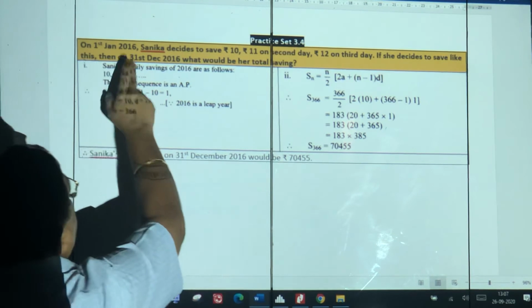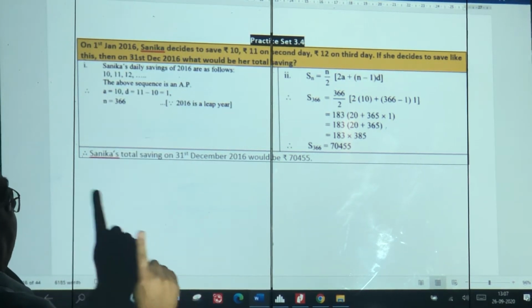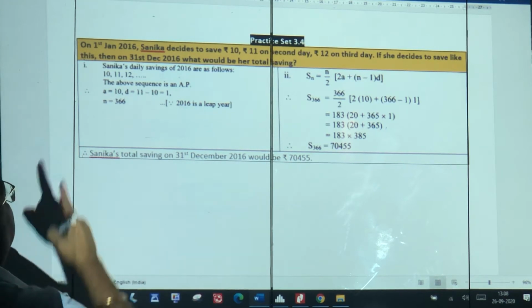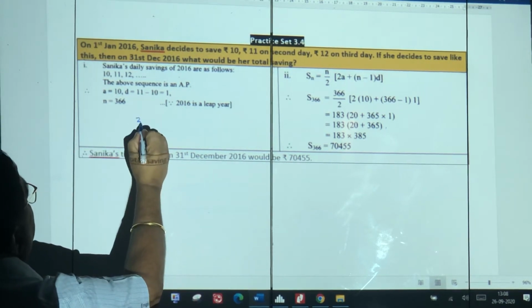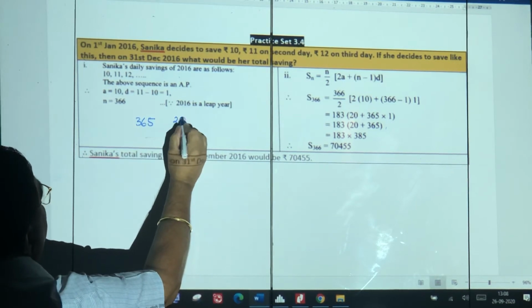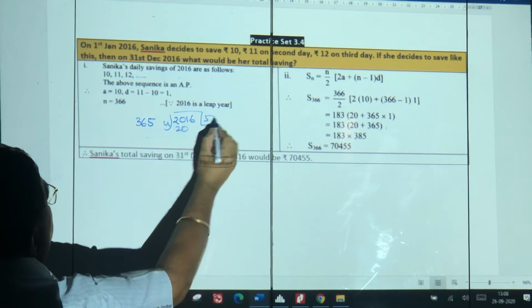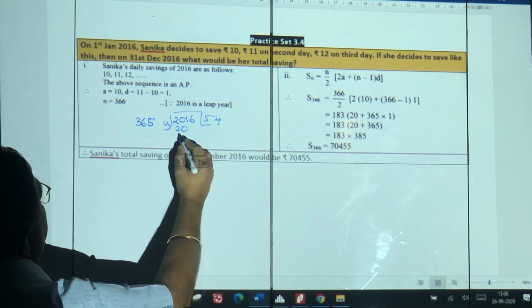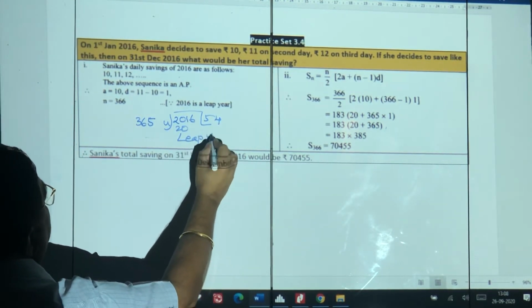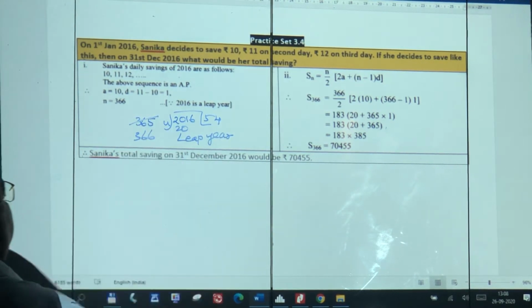Now, how many days are there? Because every day 1 rupee she is saving more. Every day. So days are required. Now, you will say there are 365 days in a year. My friends, 2016 divided by 4, 5s are 20, 4s are 16. It is a leap year. And it will have 366 days.